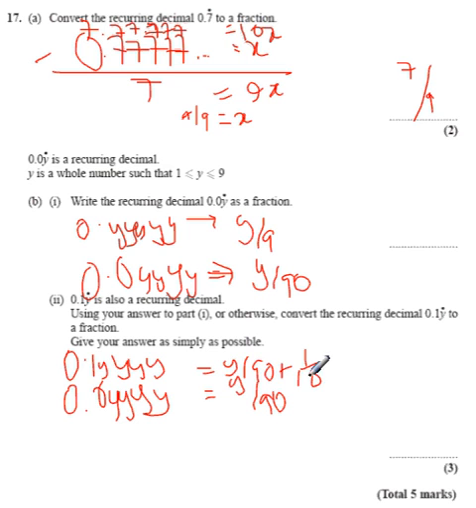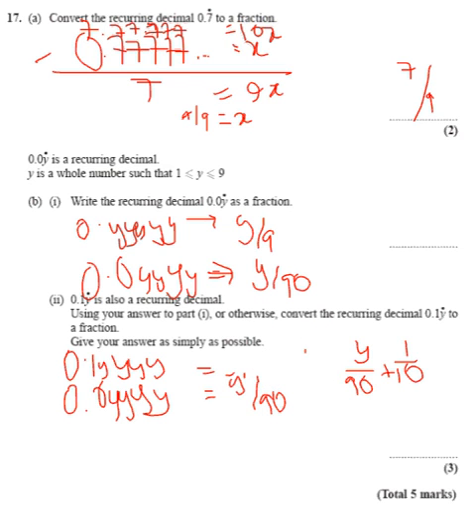I'm sorry, that's really hard to read, isn't it? Let's see if I can write that out neatly. I'll do my best. y over 90 plus 1/10. There we go. Now, how are you going to add y over 90 and 1/10? Well, whenever you add fractions, they need to be over the same denominator.